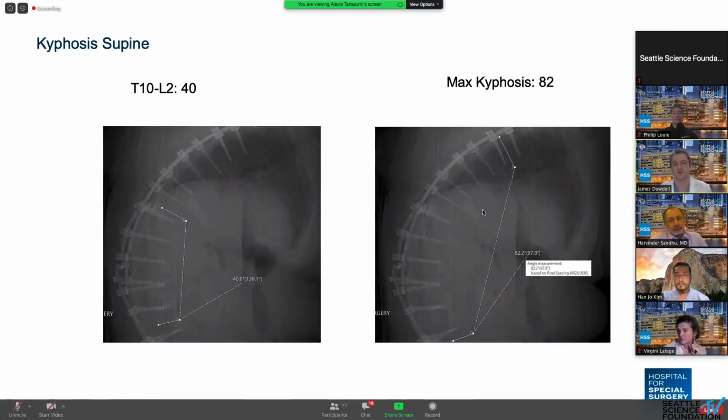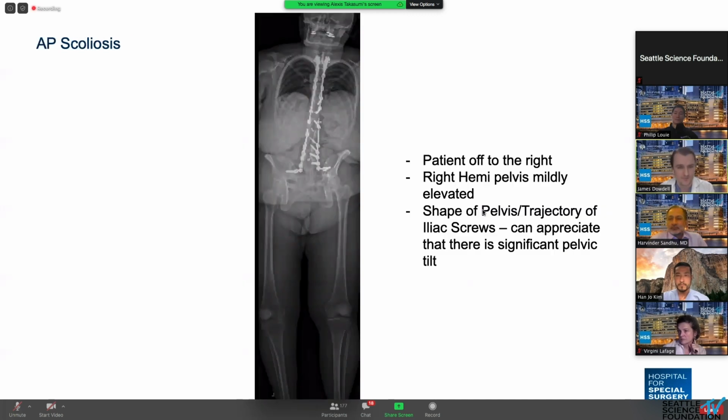images before. This is her supine scout image on her CT. You can see she's moving somewhat through. She's got a pseudoarthrosis and broken hardware that you could see. She's moving through T10 to L2 somewhat, but her global maximum kyphosis is still 82 degrees.